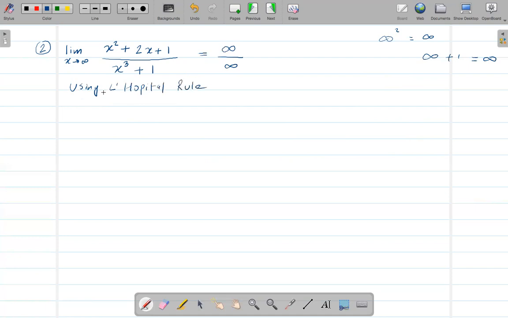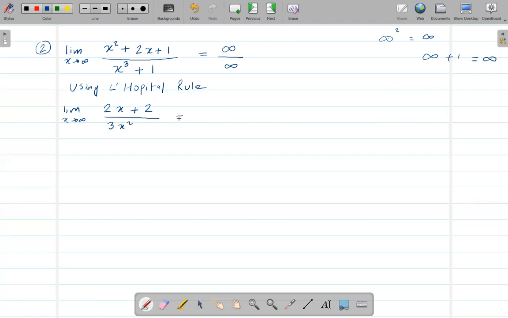So using L'Hopital rule, just take the derivative of the numerator first. Again, we are not using the product rule. We are just taking the derivative of the top and then the derivative of the bottom. The derivative of the top, x squared, will be 2x, and the derivative of 2x is just 2, over 3x squared. The derivative of 1 is 0, so we don't have to write that.